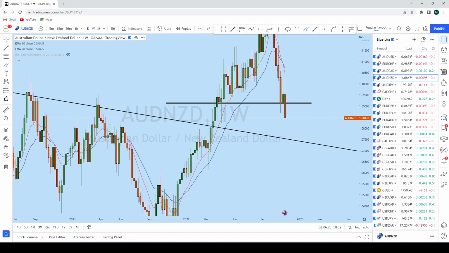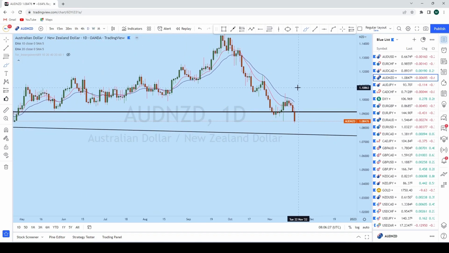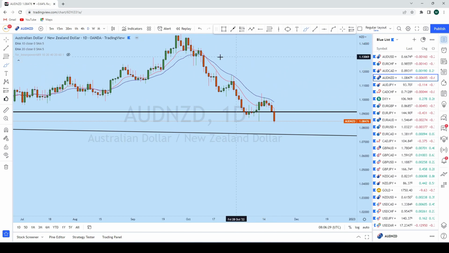Now looking at the daily time frame, we see that AUDNZD has already created a nice looking trending market structure. There is a strong correction to the 20 EMA, which it respected, and then it created this move again, penetrated the 20 EMA, respected it, and we see that AUDNZD is breaking down again.